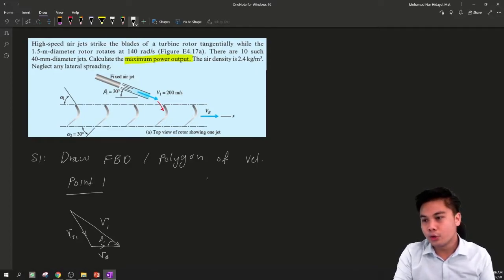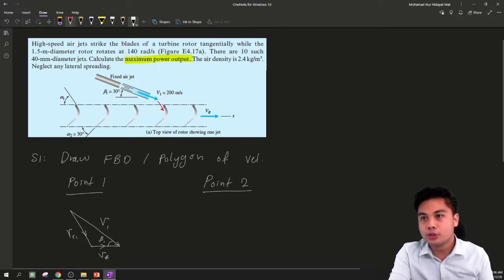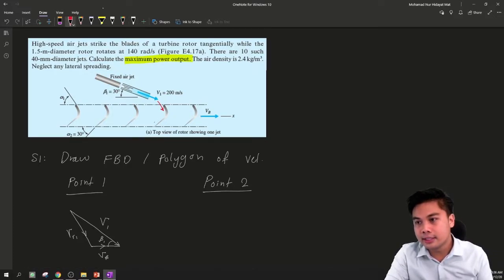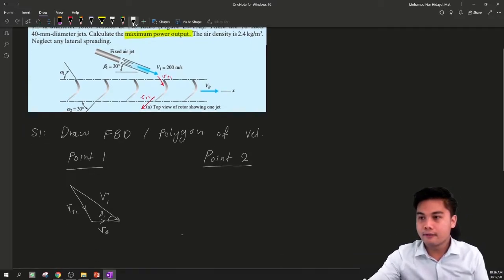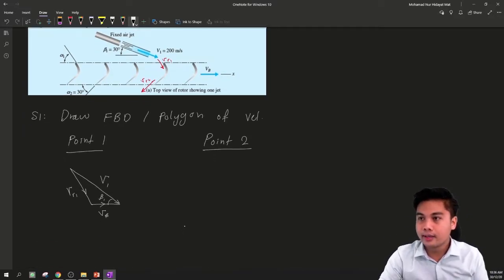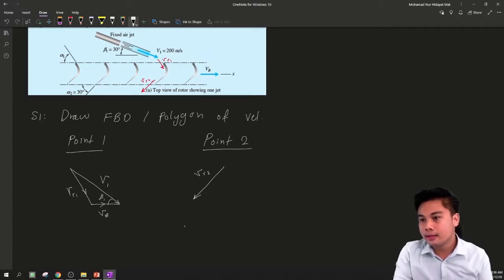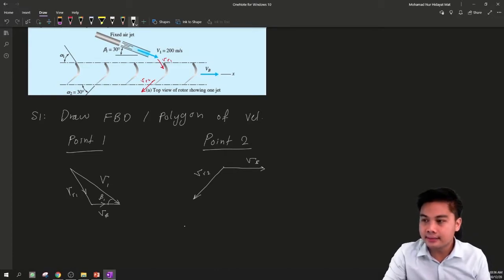So now we go to point number 2, which is at the outlet. At the outlet, the relative velocity will follow the deflector. So this is VR2 and here VR1. How to draw it? First, we draw the VR2, in this direction, and then VB is always horizontal. So the resultant will be in the middle here.